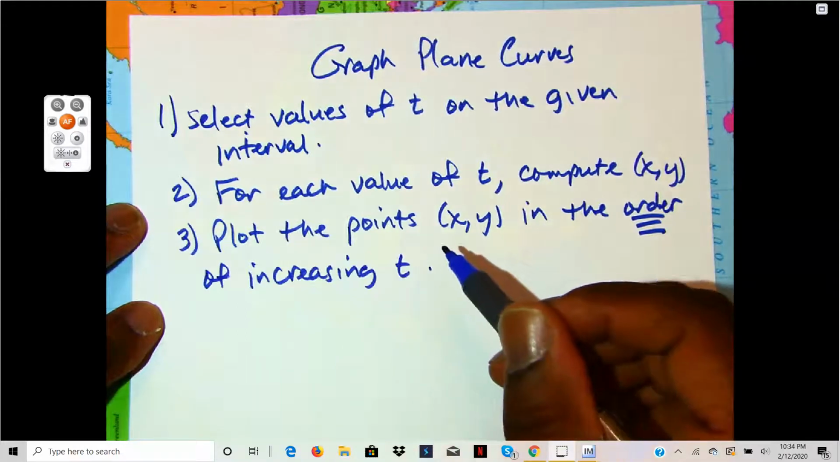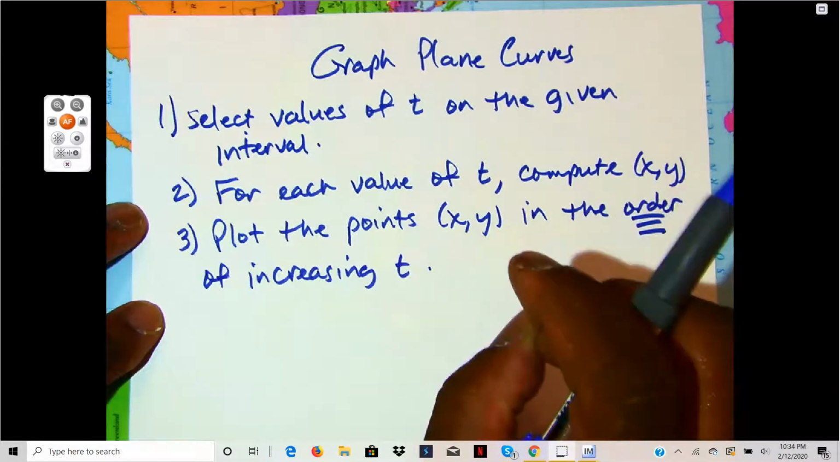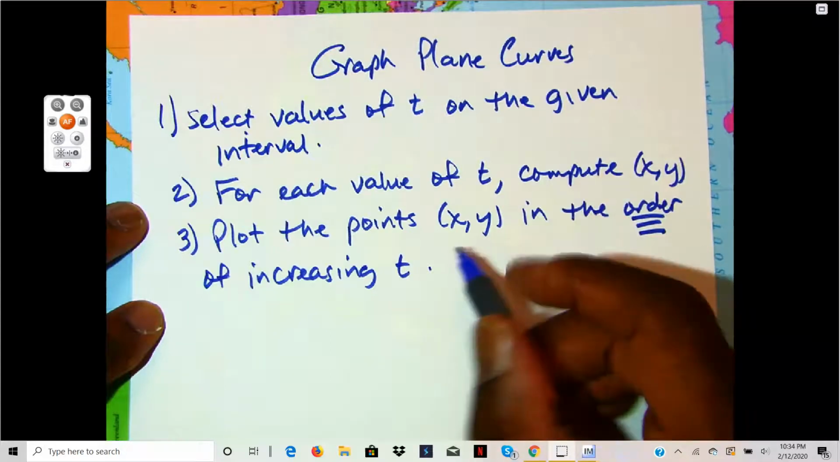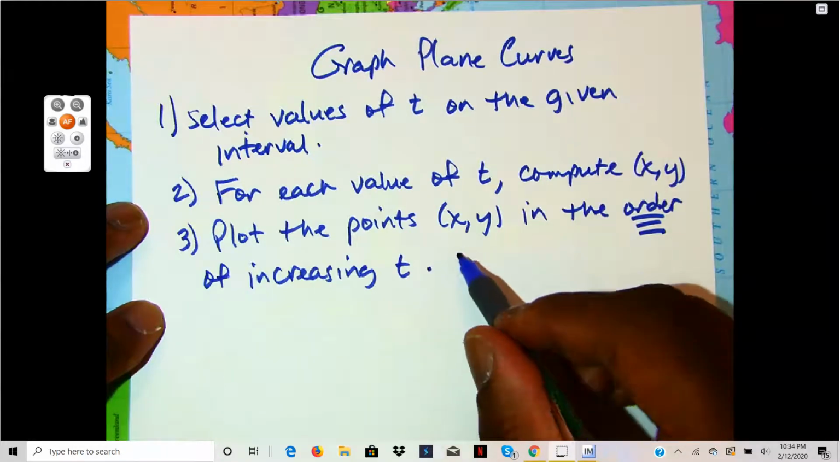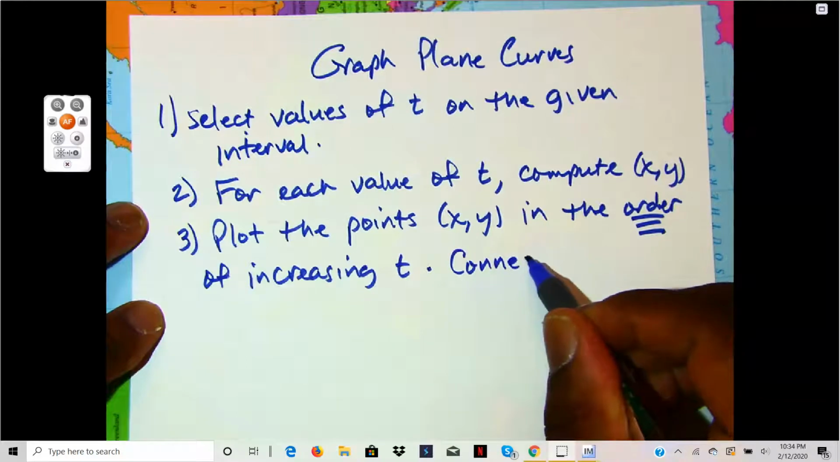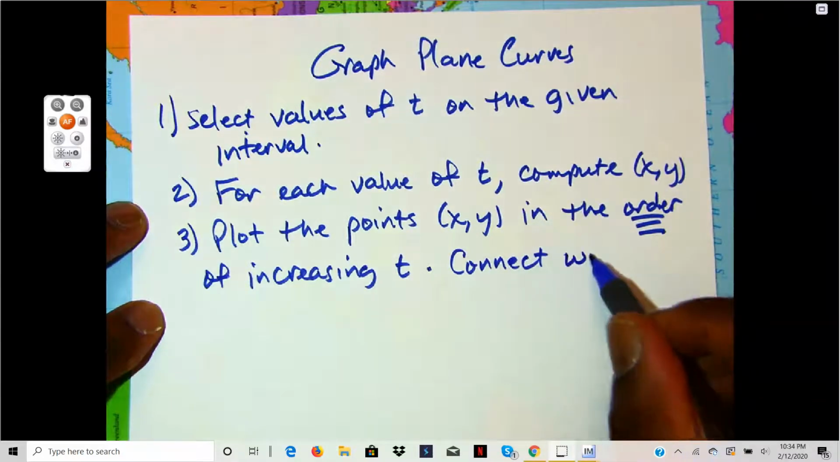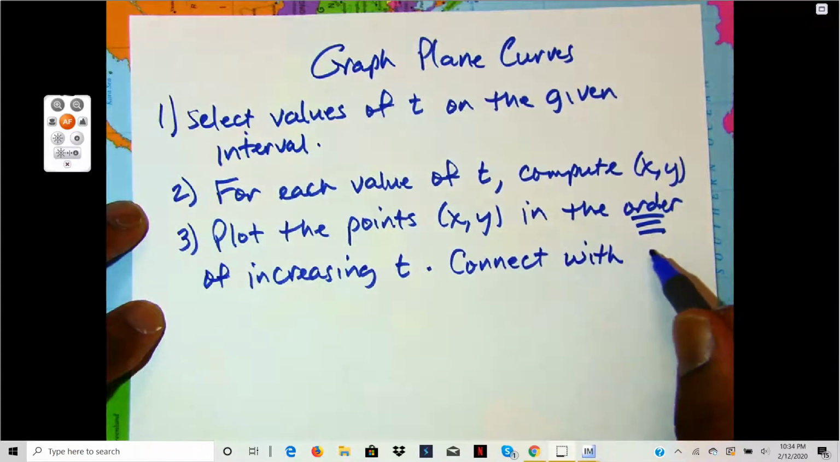So wherever your t starts, that should be the first point plotted. Once you have all of your points plotted, then you're going to connect those points with a smooth curve.